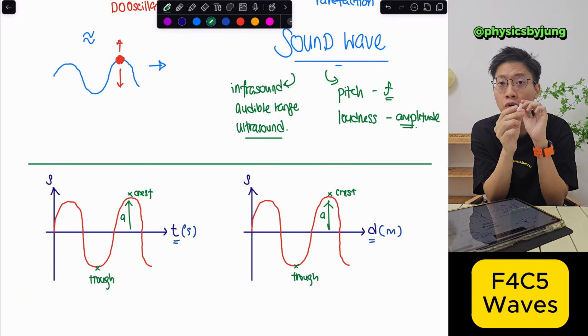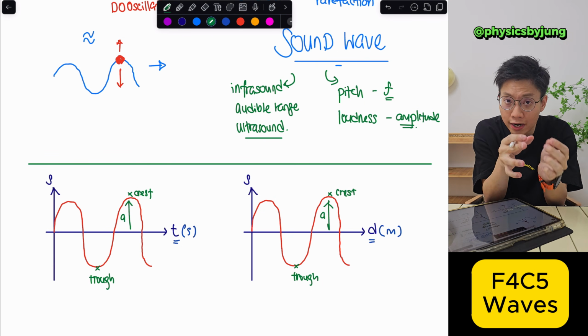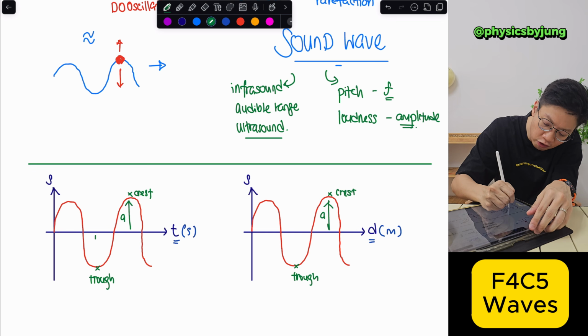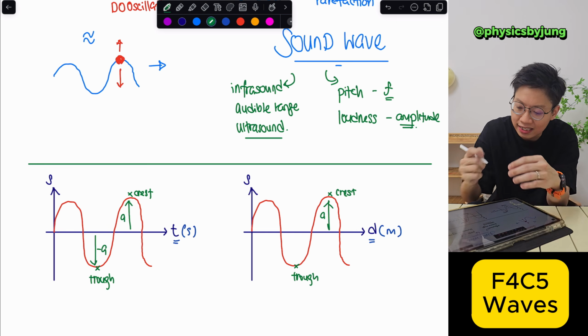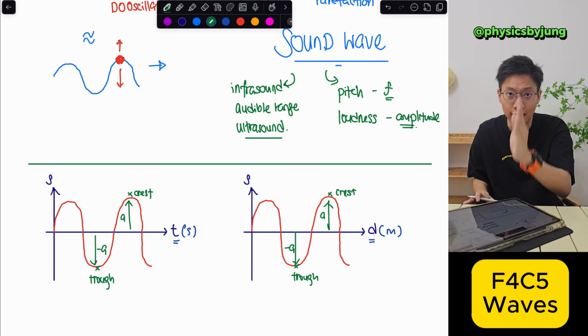So the point is called a crest. The lowest point is called a trough, the highest point is called a crest. The height is amplitude. Of course, this will be known as negative amplitude. So as for the vertical, they are the same.